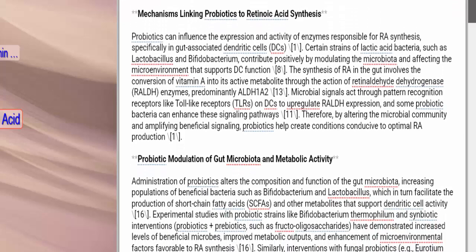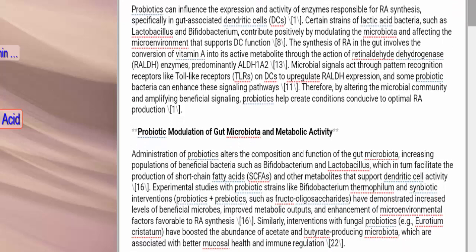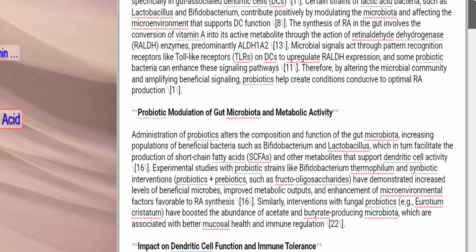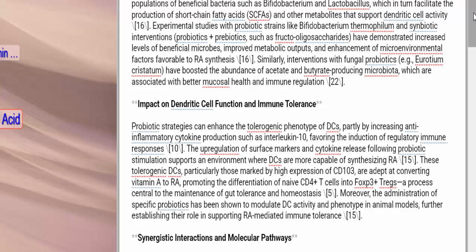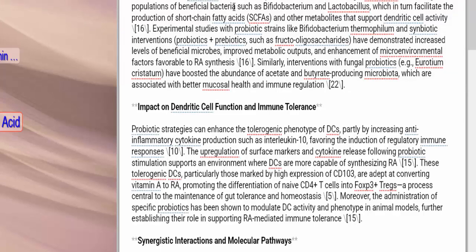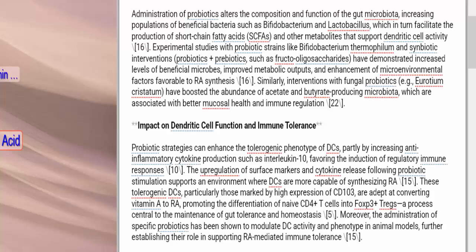And I'm not going to go through all of this, you can read it yourselves, but it covers mechanisms linking probiotics to retinoic acid synthesis, about probiotic modulation of the gut microbiota. And we see here, for example, increasing populations of beneficial bacteria such as Bifidobacterium and the Lactobacillus species facilitate production of short-chain fatty acids and other metabolites that support dendritic cell activity.